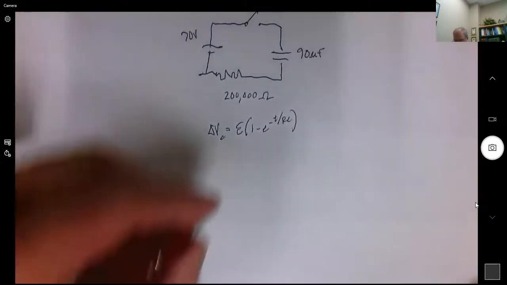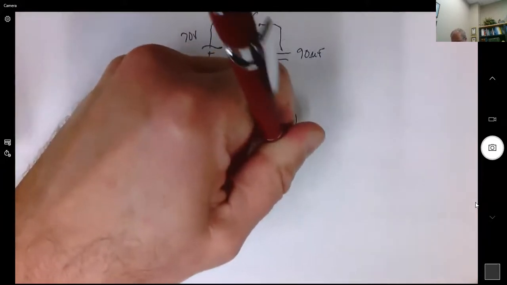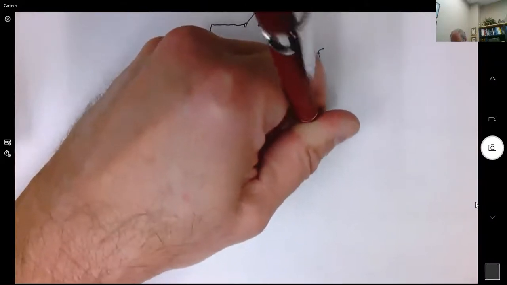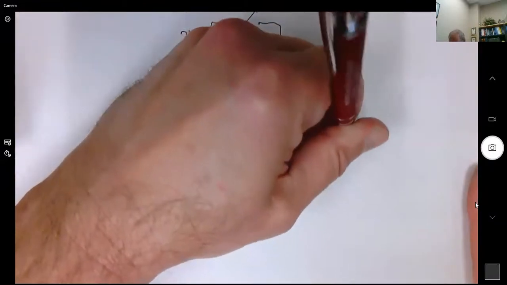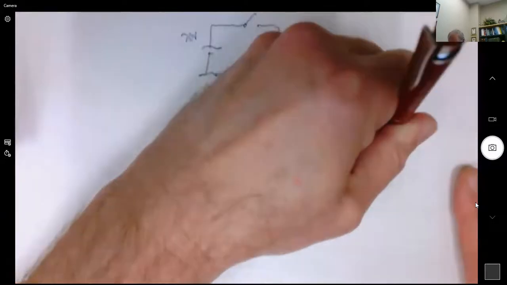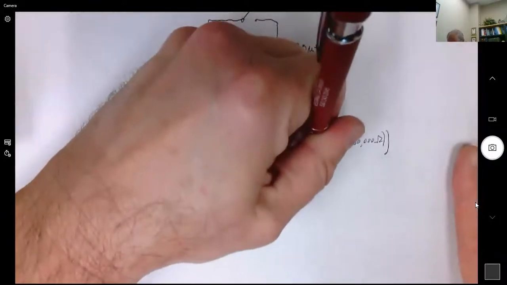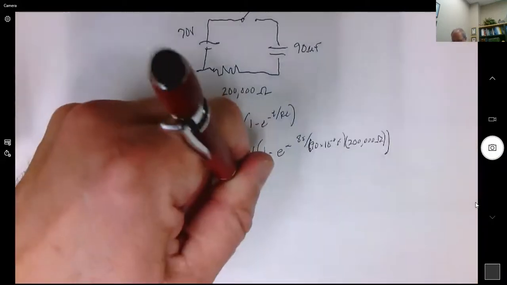Okay, so we can plug in numbers there. So we know we have 70 volts, 1 minus e to the quantity, 8 seconds, divided by 90 times 10 to the negative 6 farads, also divided by 200,000 ohms. Okay. It looks like 190, but that's a parentheses. So 90 times 10 to the negative 6 farads times 200,000 ohms. Okay, so we go ahead and plug that in.